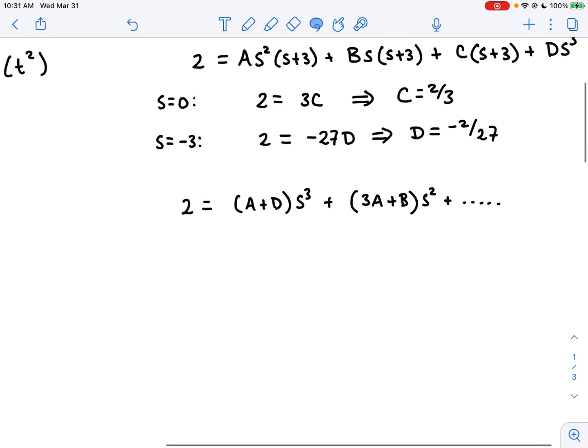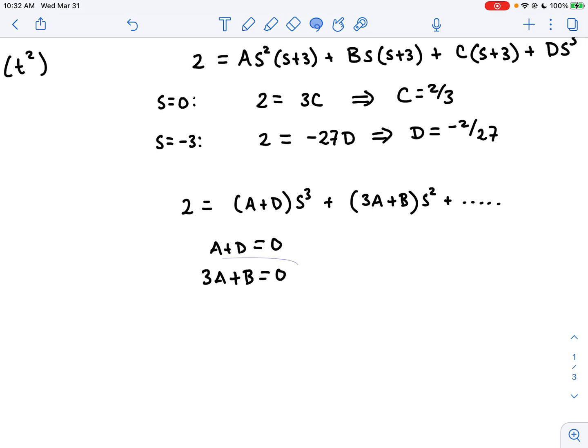So, and also there's no s squared, so both of these coefficients have to be 0. So that's going to create 2 more equations. A plus d has to be 0, and 3a plus b has to be 0. Okay. Let me write that over here instead.